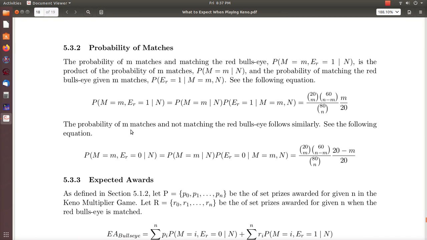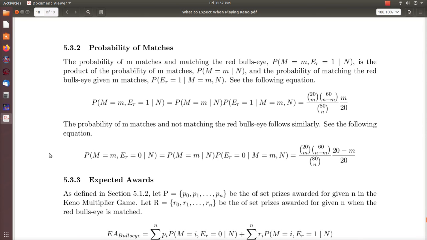Now the probability of matches, so the probability we have M matches and we match the bullseye, you can rewrite it into this conditional probability. And this first one is the hypergeometric distribution. And this one, if we know we have M matches, what's the probability of matching the bullseye? It's M over 20. And so that's it. That's the formula you'd use. This one is the probability we have M matches and we do not match the bullseye, so you can rewrite it like that. This first probability is the hypergeometric distribution. This second one, the probability we don't match the bullseye, given that we have M matches, so that'd be 20 minus M over 20, and that's it.